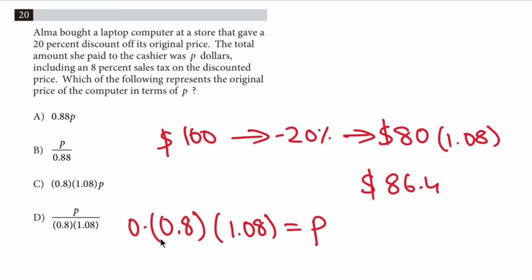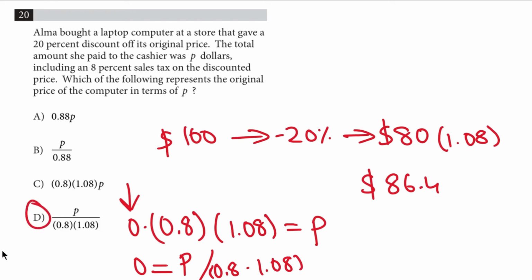The question is asking which of the following represents the original price of the computer in terms of P. Therefore, if I need to find this original price, and I suggest you always use a method like this to solve such problems where you have to go step by step, so if I have to solve for O, or the original price, I will just say O is equal to P, the price that she paid to the cashier, divided by 0.8 multiplied by 1.08. I just rearranged the whole thing. And therefore, choice D is the correct answer.